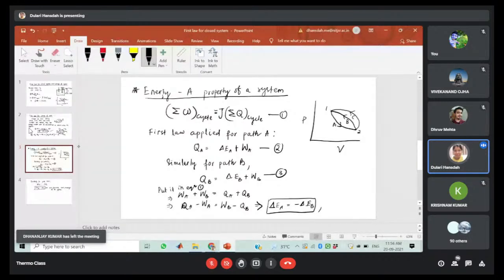By following the path A, again it is returning back to state 1, then by following the path B, it is undergoing the change of cycle, it executes a cycle. So again we are bringing back the system from 2 to 1 by following the path C.